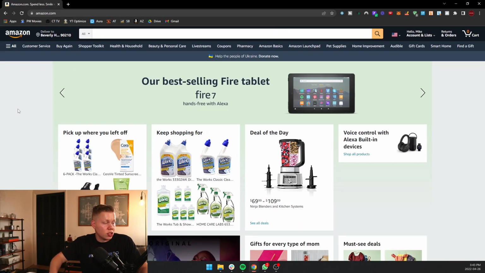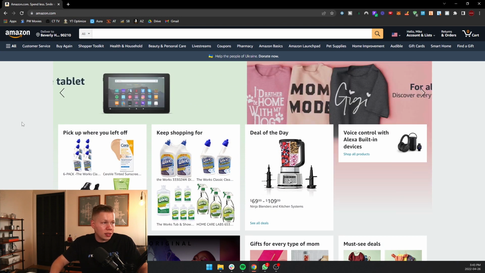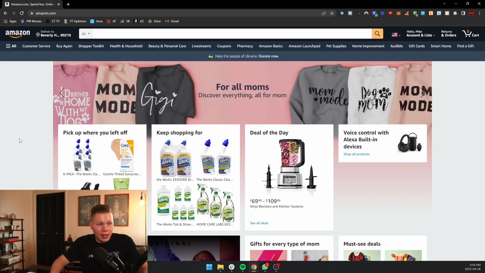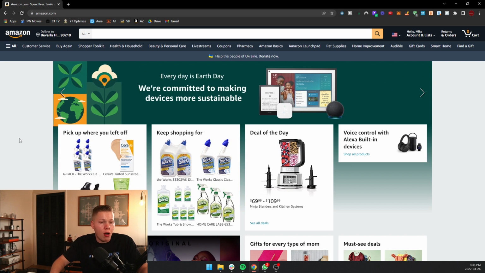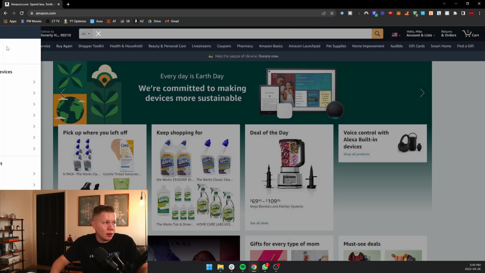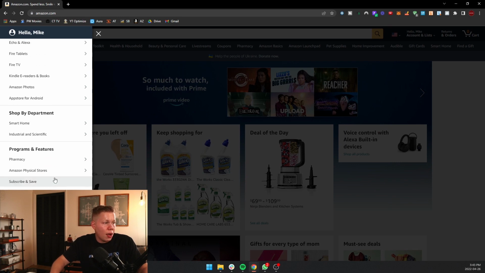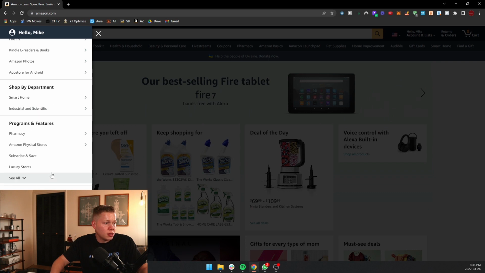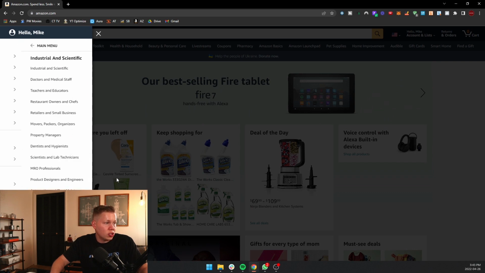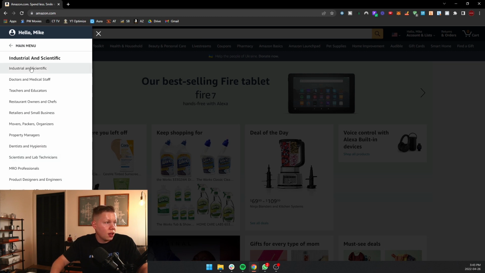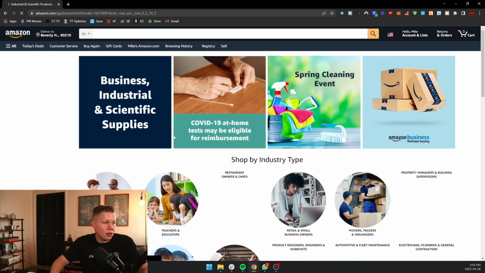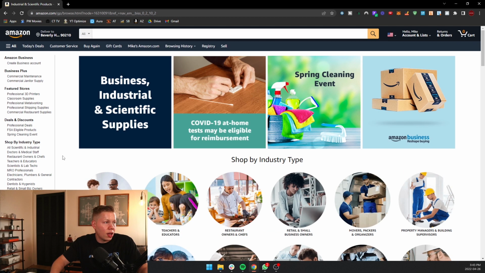This is a super quick and simple way to figure out what items are selling currently in the market. Then I'm going to show you how you can hop over and source some of these items for yourself. First thing we're going to do is choose a category, right? So shop by department. Let's choose industrial and scientific, and let's click into that area.